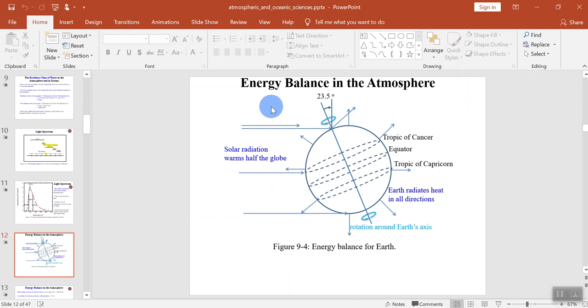Okay, let's go on to energy balance in the atmosphere. So we know that solar radiation warms half of the globe, and then Earth is spinning and warms the other half a little bit later. So Earth absorbs energy from the sun and radiates heat in all directions. It's what is called the black body.